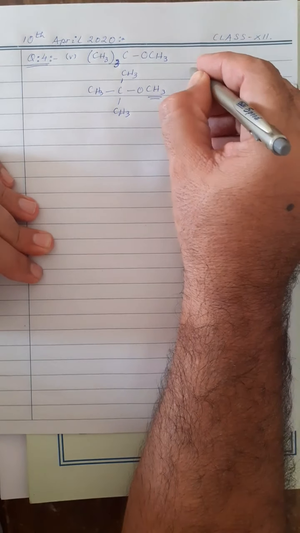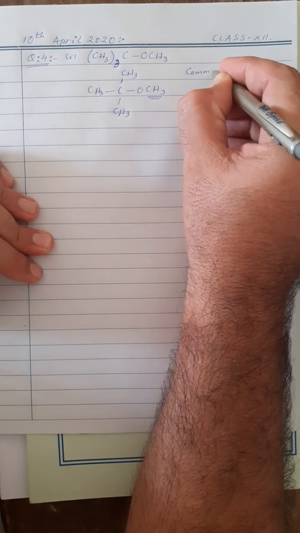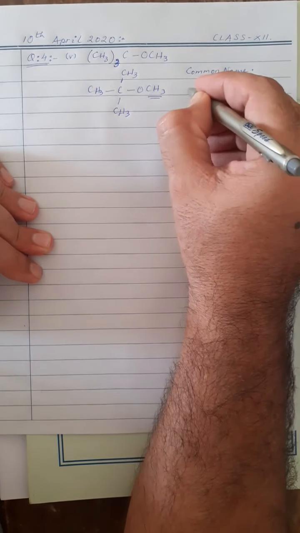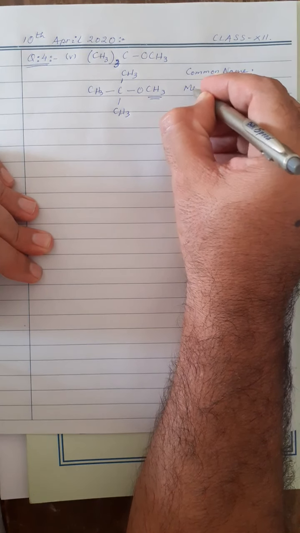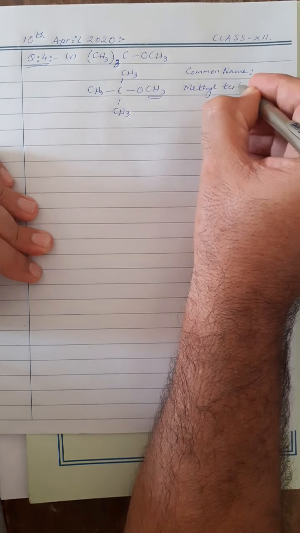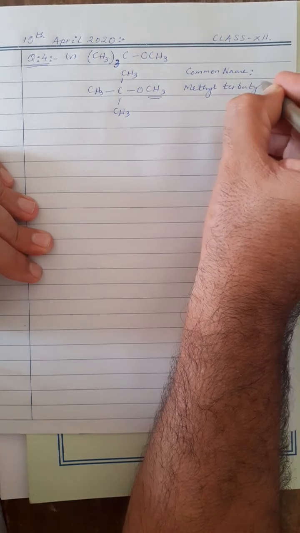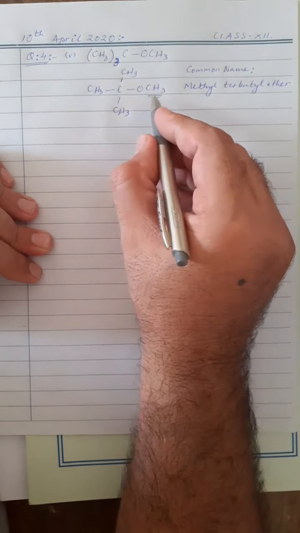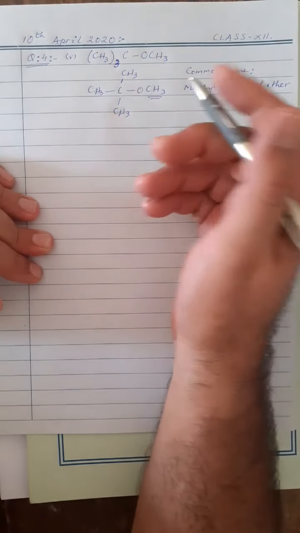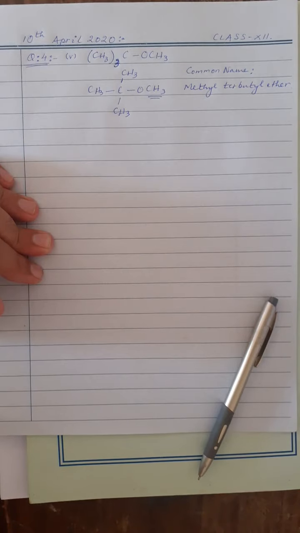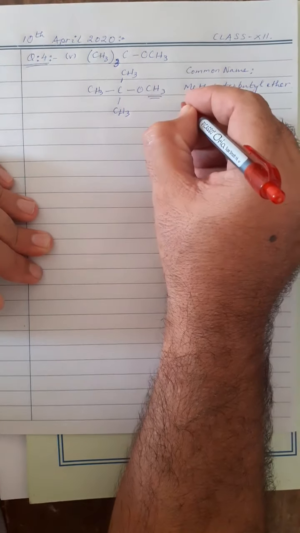So, the common name of this compound is very simple. It is methyl tertiary butyl ether. Because one side is methyl, other is tertiary butyl. For the IUPAC naming, I will explain. For the IUPAC naming, I will do that with a red pen. So there's a difference between the two.